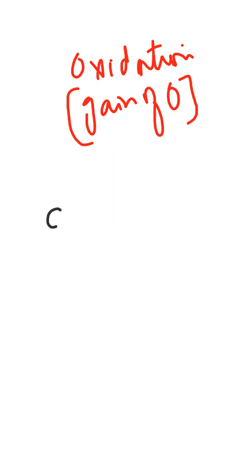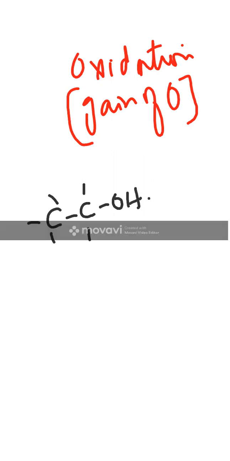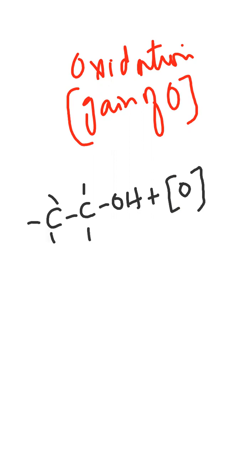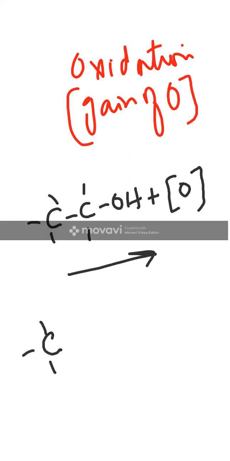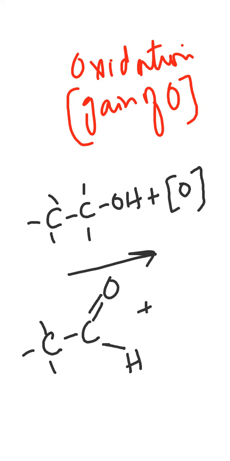Let's bring a compound, CH3CH2OH. The empty bonds are filled with hydrogen. This is alcohol. So the example of oxidation reaction is, see, this is alcohol. I am adding oxygen here. What will happen here? The compound will be CH3, C double bond O, H, plus water. This is called oxidation.